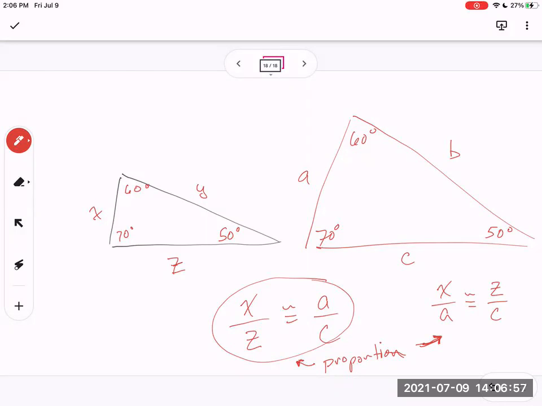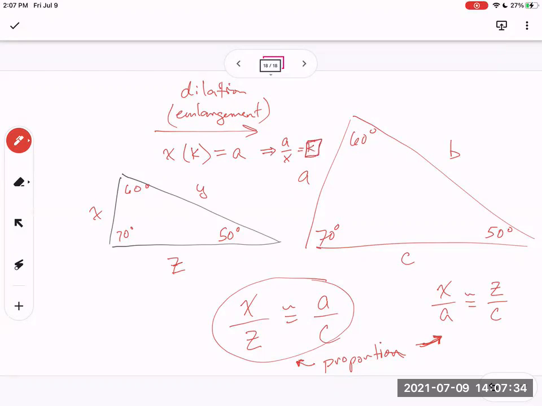Yeah. But the ratios are the same because this is an enlargement. A dilation. It's a dilation. Sorry, I'm saying that wrong. More specifically, it's an enlargement. So what I'm doing is taking X and multiplying it by some constant K, and I'm getting A. Why? Because A divided by X equals the same constant. That's the constant of proportionality.